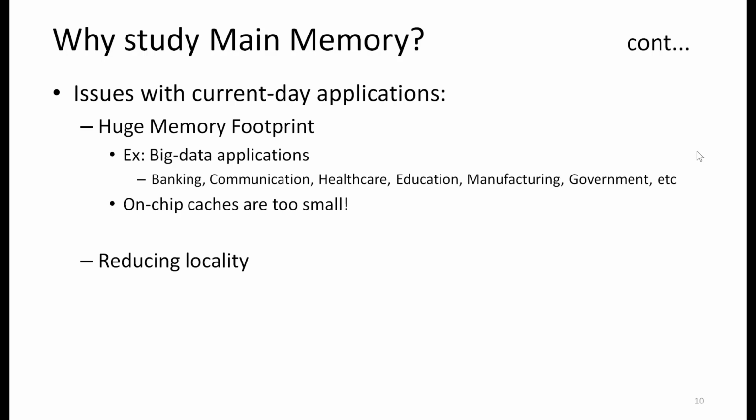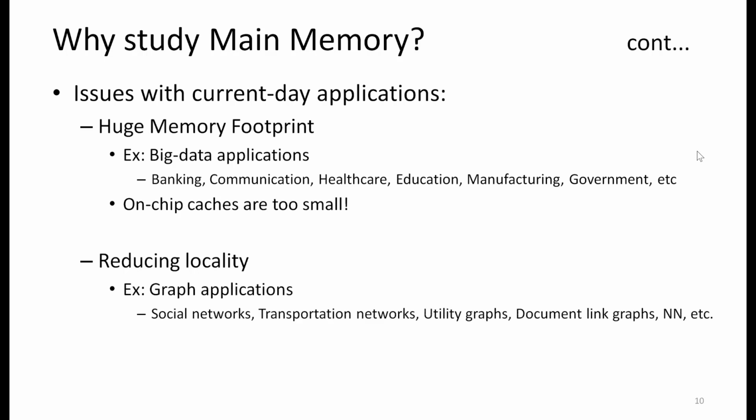Also, many of the current day applications don't have much locality. Now you know that the entire memory hierarchy is built on the principle of locality, spatial and temporal, but the current applications don't have much of it. Examples are graph applications, which are predominantly used in social networks, transportation networks, utility graphs, document link graphs, and neural networks. If you want a quick example of document link graphs, the way our web pages are arranged on the web is a graph.